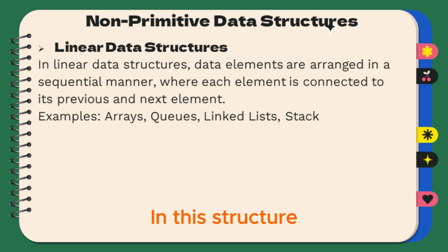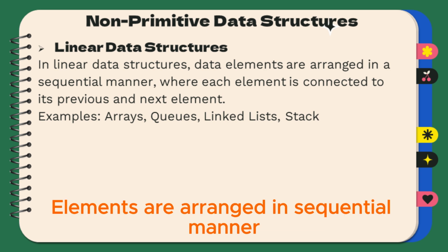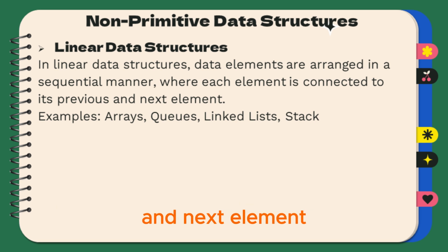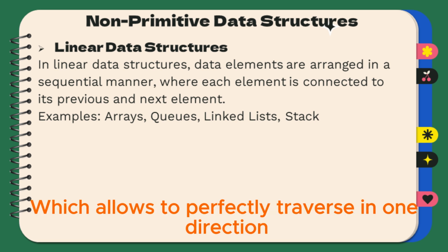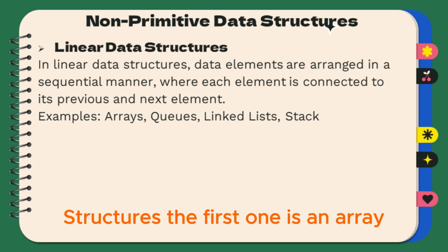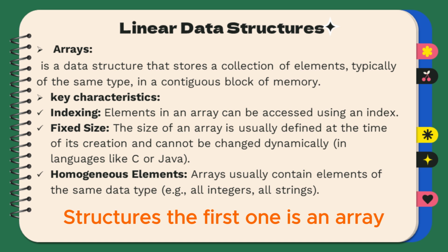In this structure, elements are arranged in a sequential manner, where each element is connected to its previous and next element, which allows us to traverse in one direction. Now, let's look at the different types of linear data structures. The first one is an array.